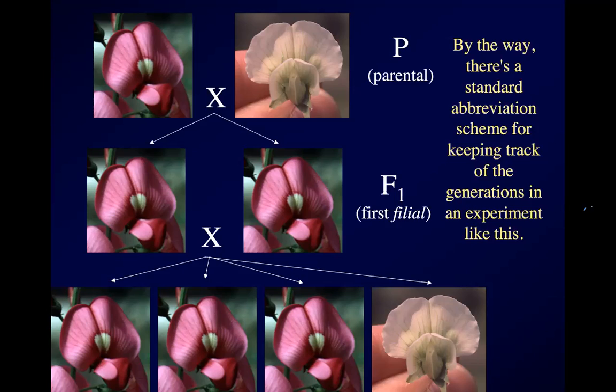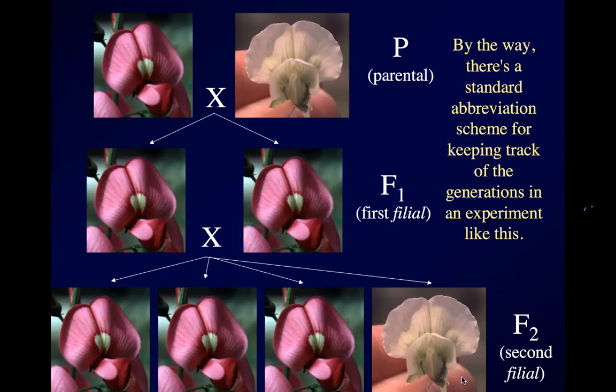Parents are supposed to love their children with parental love, and kids love their parents with filial love. Filial means having to do with sons and daughters. In this case, peas have both sexes, so they're neither, but you get the idea. It means having to do with offspring. And then if you cross two members of the F1 generation, the offspring that you get there are the second filial generation.